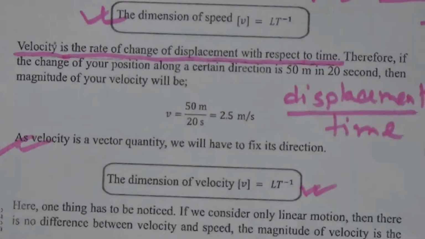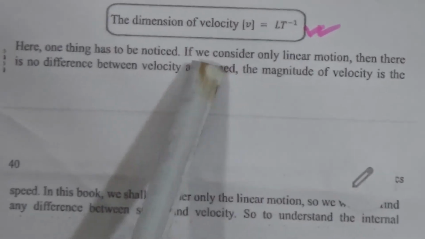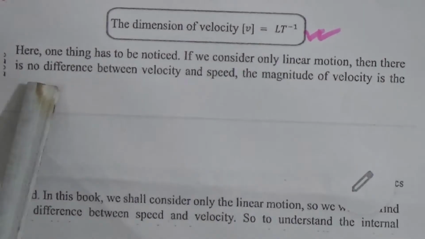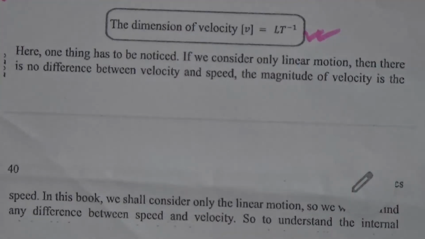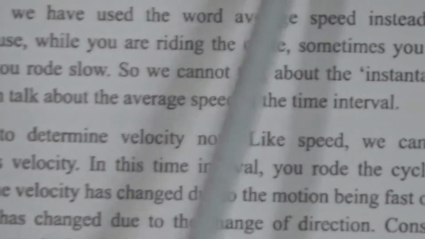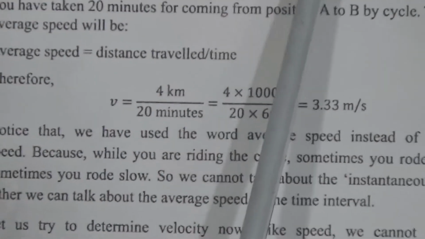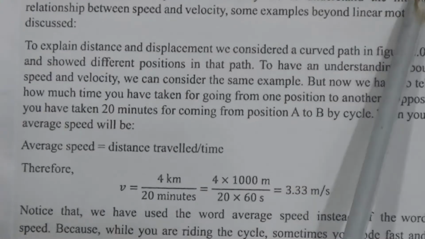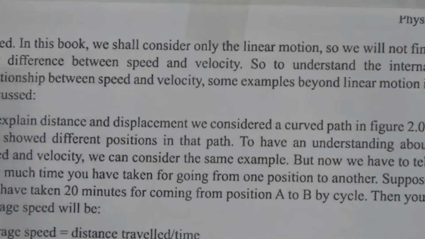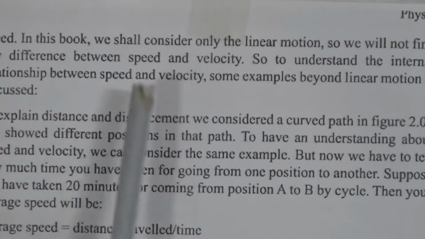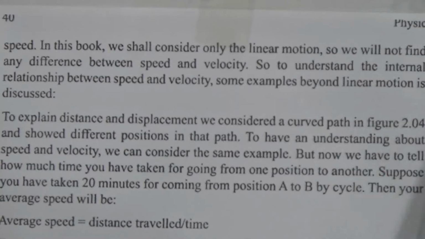My dear students, here one thing has to be noticed. If we consider only linear motion, then there is no difference between velocity and speed, and the magnitude of velocity is the speed. In this book we shall consider only linear motion, so we will not find any difference between speed and velocity. So to understand the internal relationship between speed and velocity, some examples beyond linear motion are discussed.